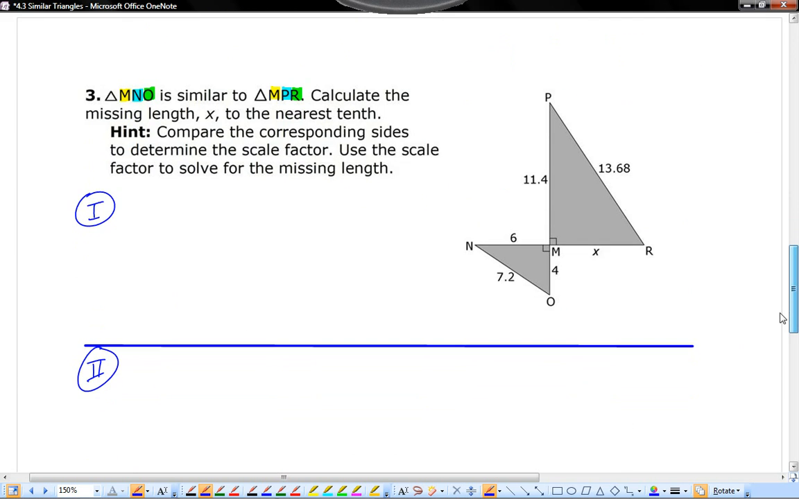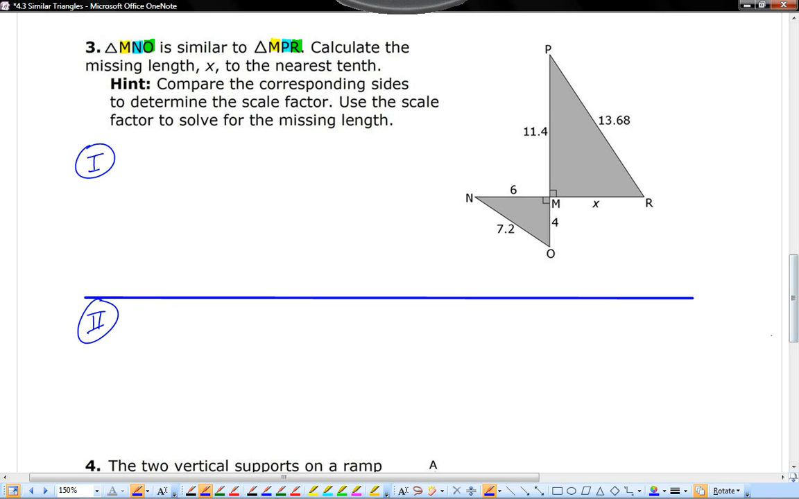Okay, let's take a look at some numerical examples now. We're given that triangle MNO is similar to triangle MPR. So obviously the M and the M are the same. They're both right angles. So the P and N go together. So P and N have the same angle. Okay, so I'll put little check marks for both of those. And we also know that O and R are corresponding to each other.